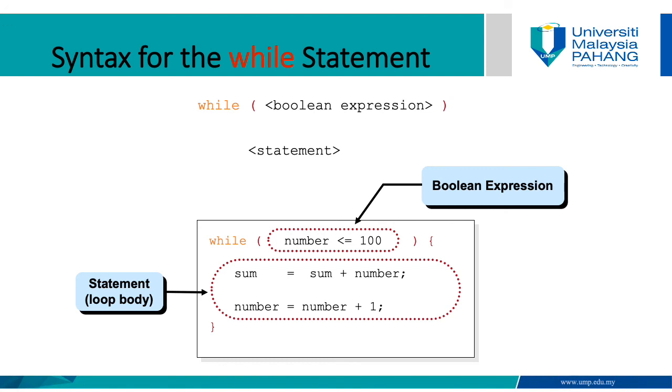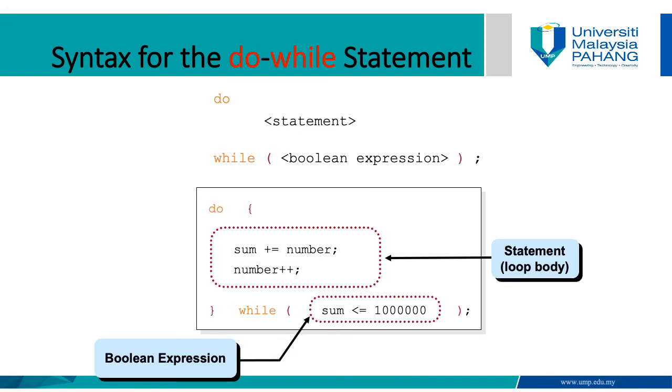But you have to understand the loop body may not be executed at all if the number is already greater than 100. It will only go through inside this loop body if it meets the condition. All right, okay, that was the while statements.